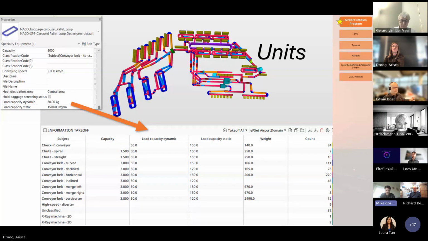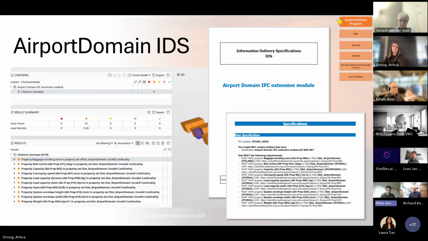Yeah, this is another typical example of how we use that. So for us, the capacity, of course, is very important. And all these other features like the weight to do the structural calculation. And if you go to the next slide.